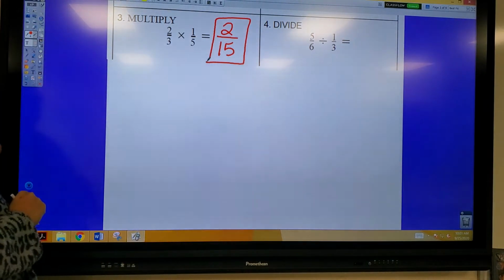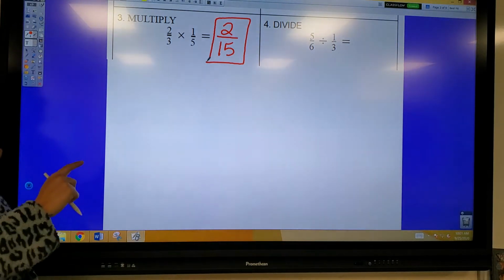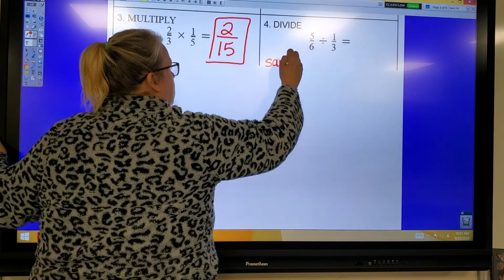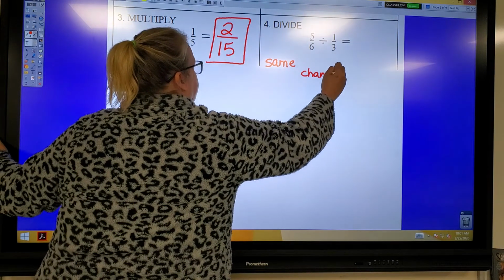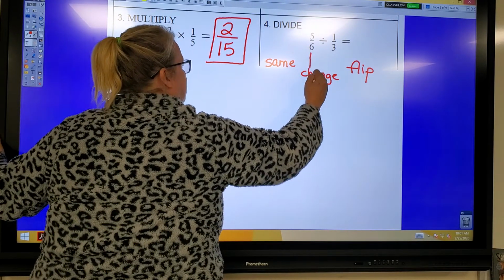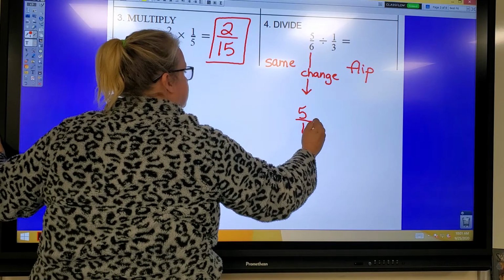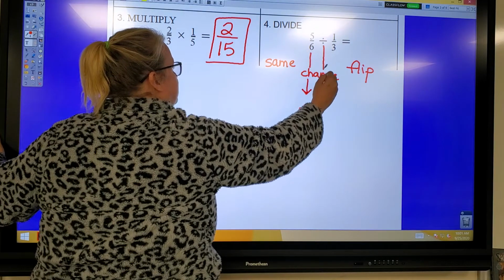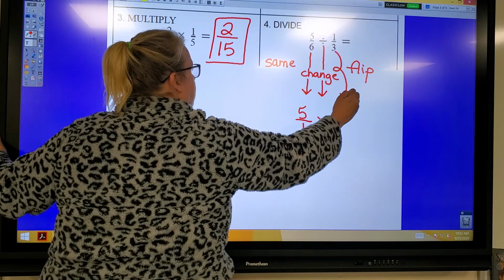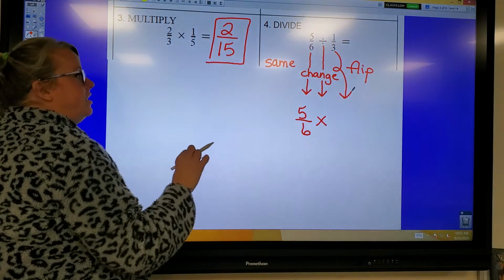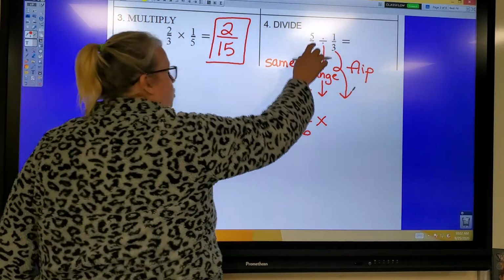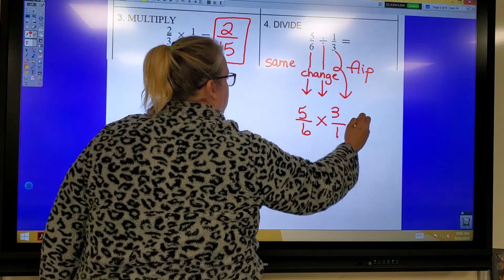Now, for my division problem, this is the problem where most of you remember your elementary school teachers teaching you same, change, flip. So again, that first fraction is the same, 5 over 6. We're changing the division sign to a multiplication sign, and then we are flipping that second fraction. So it is only the second fraction that you flip. That is called a reciprocal, by the way, reciprocal. So 1/3 is going to become 3 over 1.